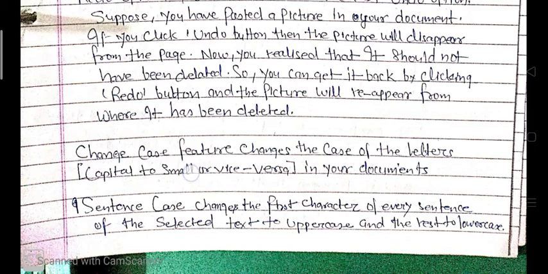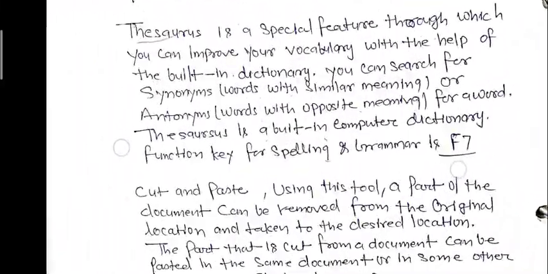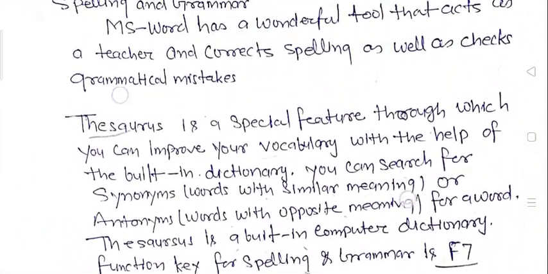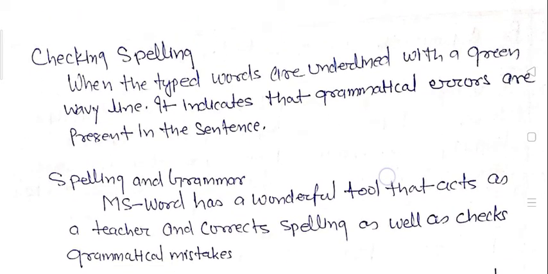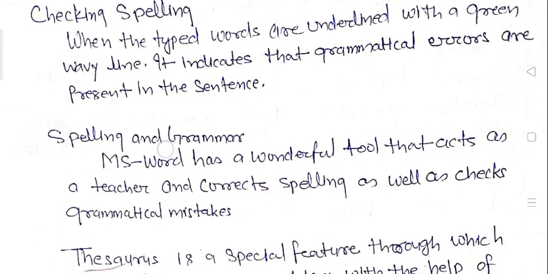Change text feature changes the text of letters, capital to small or vice versa, in your document. Sentence case changes the first character of every sentence of the selected text to upper case and the rest to lower case. Change spelling: when the typed words are underlined with a green wavy line, it indicates that grammatical errors are present in the sentence. Spelling and grammar.